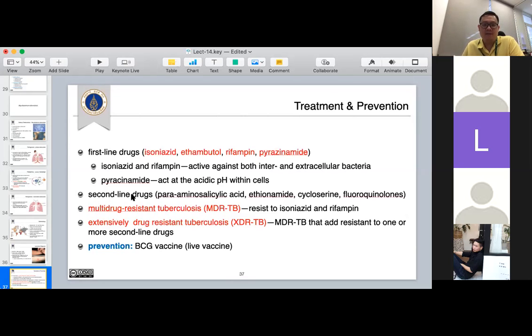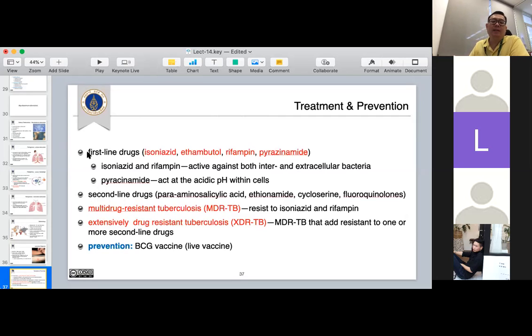Second-line drugs are drugs that are less resistant, okay? But we put them in second line because sometimes the side effects are larger than the first line, or the effectiveness is less than the first line. First line is more preferred, okay?